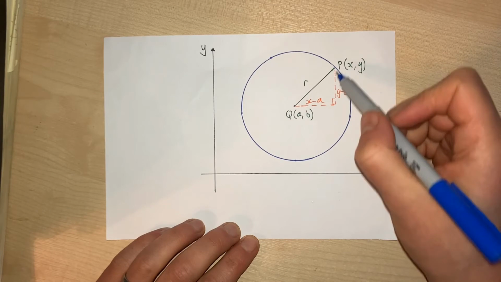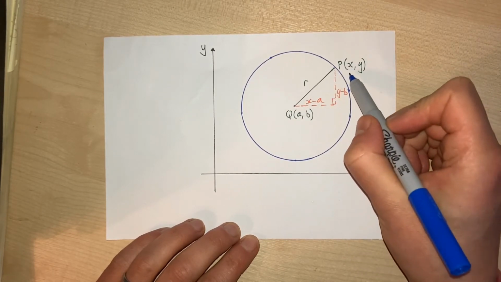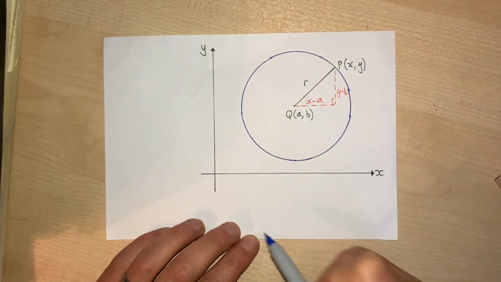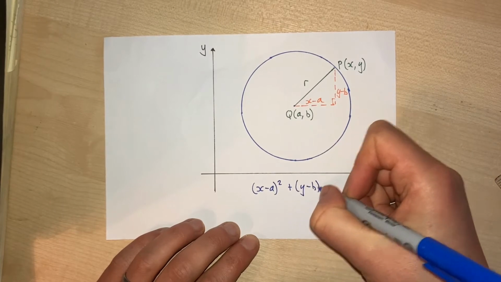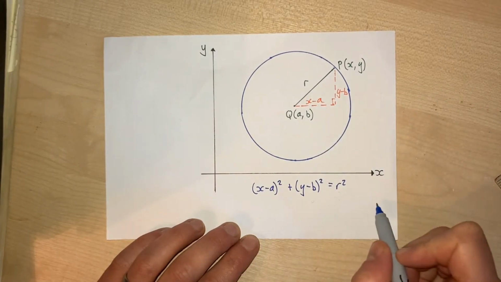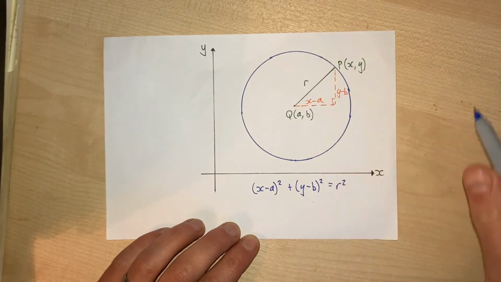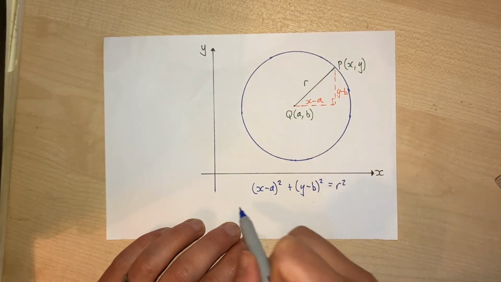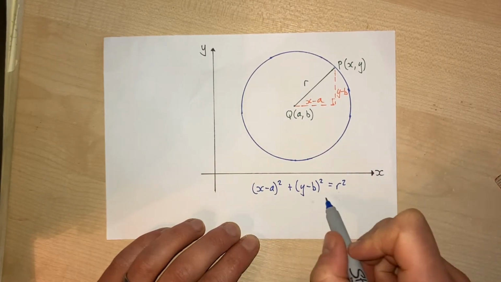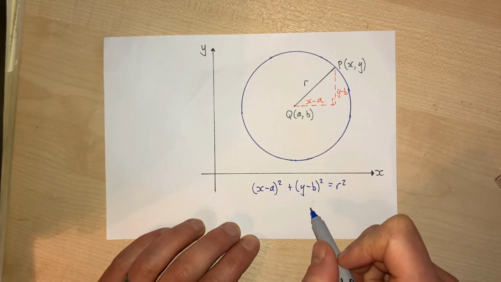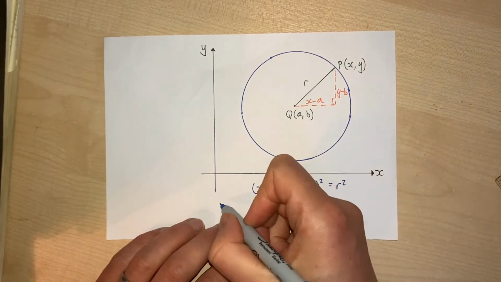Using Pythagoras' theorem, we can now get the relationship between the radius of the circle and this general point P on the circumference. This is the equation of a circle of radius r whose centre is at the point (a, b). You must learn this result. If we expand these brackets and simplify it, we get another form of an equation of a circle. Let's do that now.